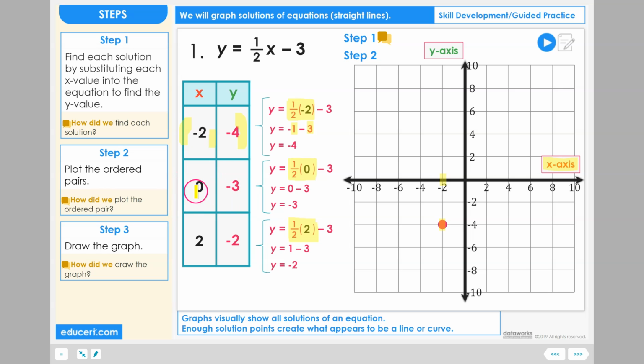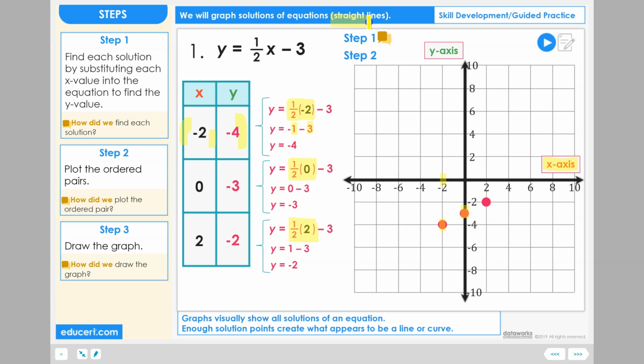Next, we are going to graph the ordered pair (0, -3). Along the x-axis, we travel 0, and then we go in the direction of -3, which brings us to this location here for our next solution ordered pair. Last, we graph the ordered pair (2, -2). So we go in the positive direction 2, and then we go down in the negative direction for -2. Then that is our third ordered pair solution.